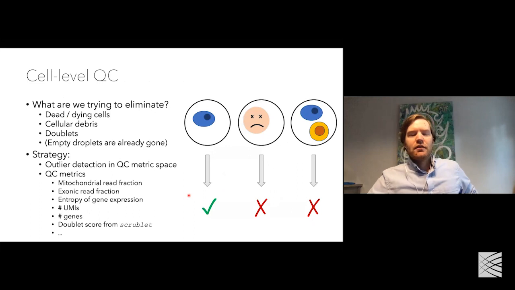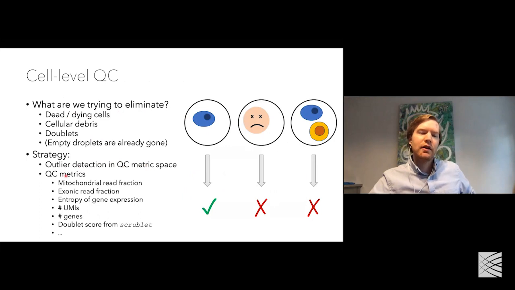So what are we trying to eliminate again? It's a little bit heuristic still at this point, but the thinking is eliminating dead or dying cells, cellular debris, doublets from the experiment. And what's the strategy? The strategy that I typically use is outlier detection in QC metric space.